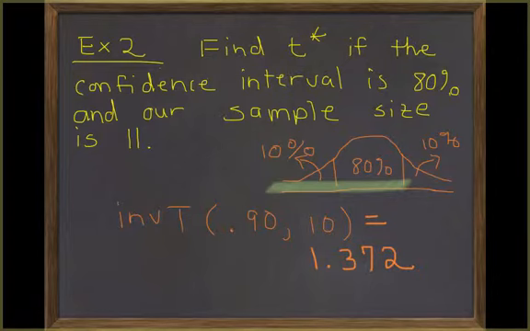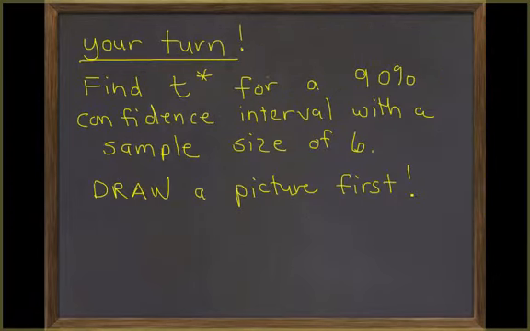I have one more example. This is your turn. We want to find the t-critical for a 90% confidence interval with a sample size of 6. Again, draw the picture first, pause the video, and see what you get.